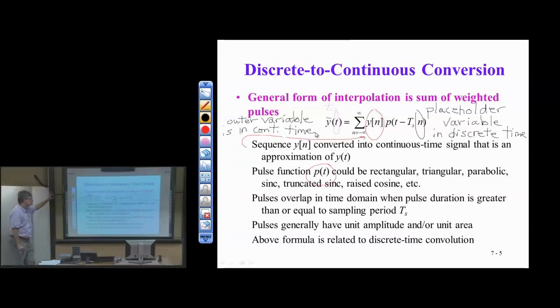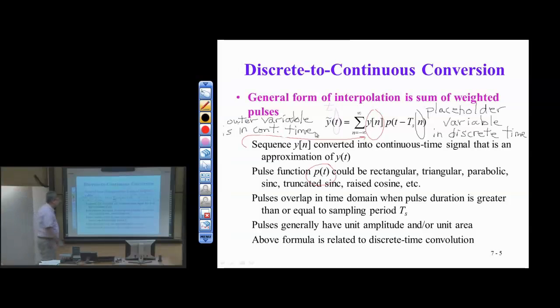All right, so the outer variable is in continuous time, and the inner variable is in discrete time. So it's a mixed signal convolution. I'm mixing continuous time and discrete time. The input is discrete time, the output is continuous time. So I can pick any pulse shape, and we'll go through several this lecture. We'll go through rectangular, triangular, and sinc, and we should also get to raised cosine.